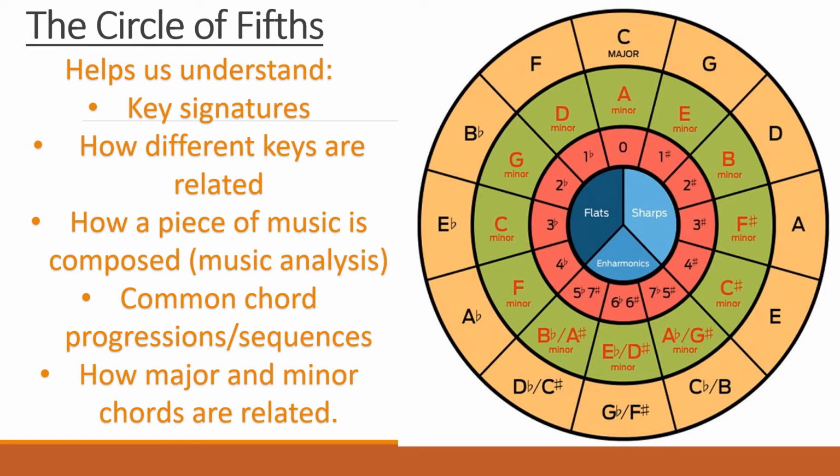The circle of fifths can also tell us how a piece of music is composed, so it helps with analysing music. It helps us with realising why a composer might have chosen one key and not another. It also lets us identify common chord progressions and sequences, and it helps us see how major and minor chords are related.